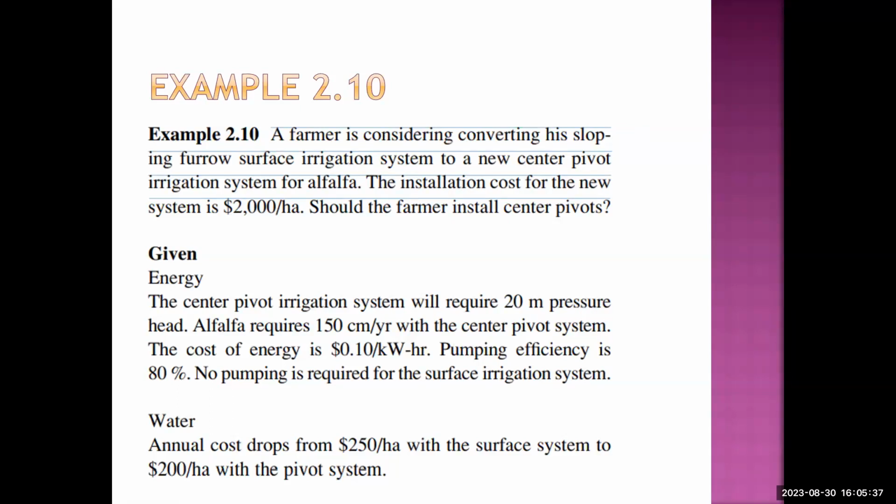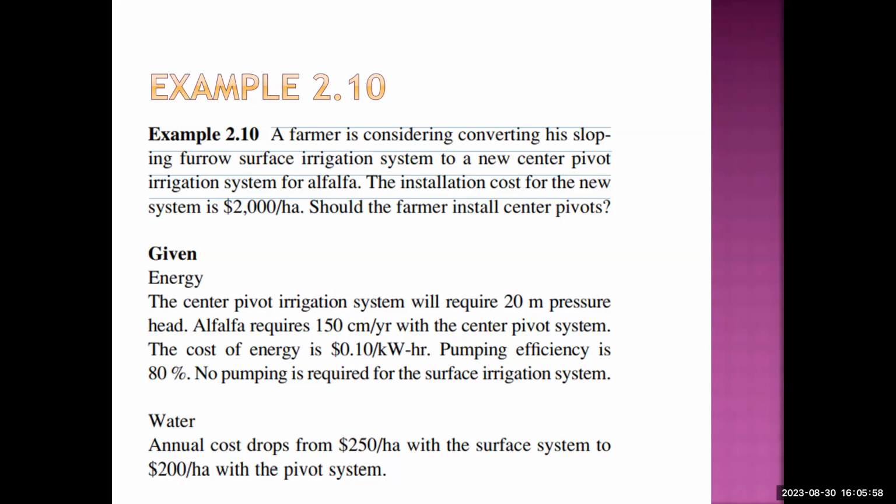Okay, so this is a long problem where we'll start to consider annual costs and benefits. We're first going to look at a problem where a farmer is converting from surface to center pivot irrigation in the United States. And then we'll look at the same problem in a developing country.